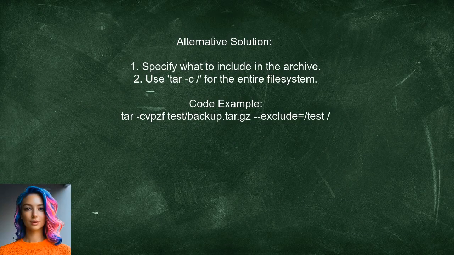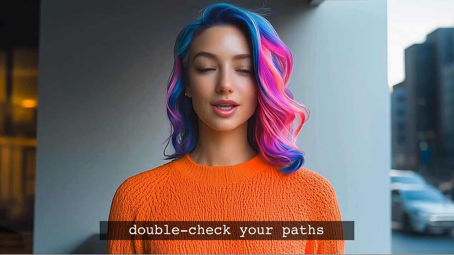This user points out that while you have specified what to exclude, you haven't defined what to include in the archive. To fix this, you need to provide at least one path. If your goal is to back up the entire file system, you should use the command tar -c followed by a /.